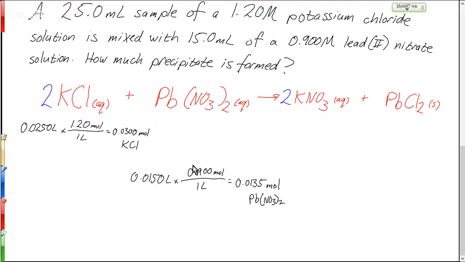Or we could flip it around and talk about it the other way. We need twice as much KCl as lead nitrate. We've got 0.0135 moles of lead nitrate, and we've got more than twice as much KCl. So that must mean this one is in excess. Once you figure that out, it's good to mark it just to remind yourself in the heat of the exam.